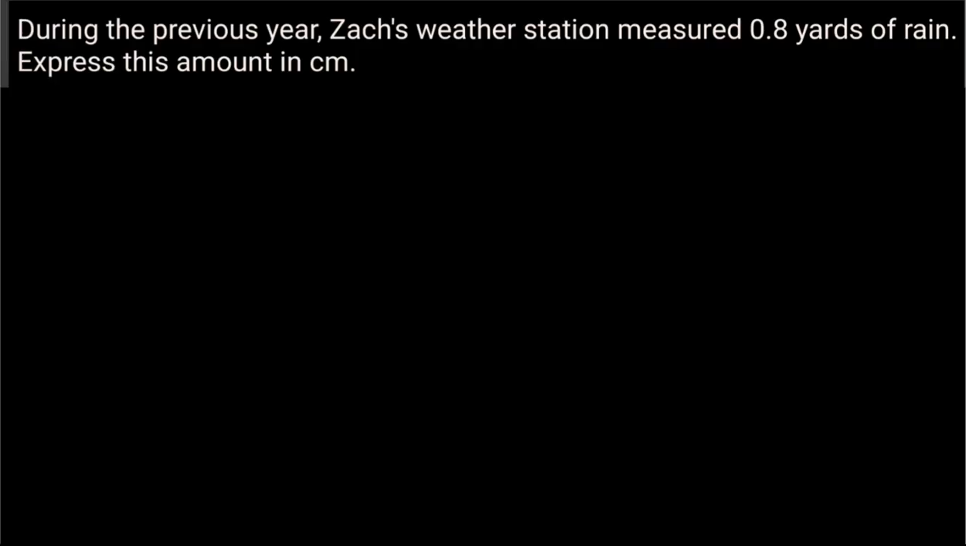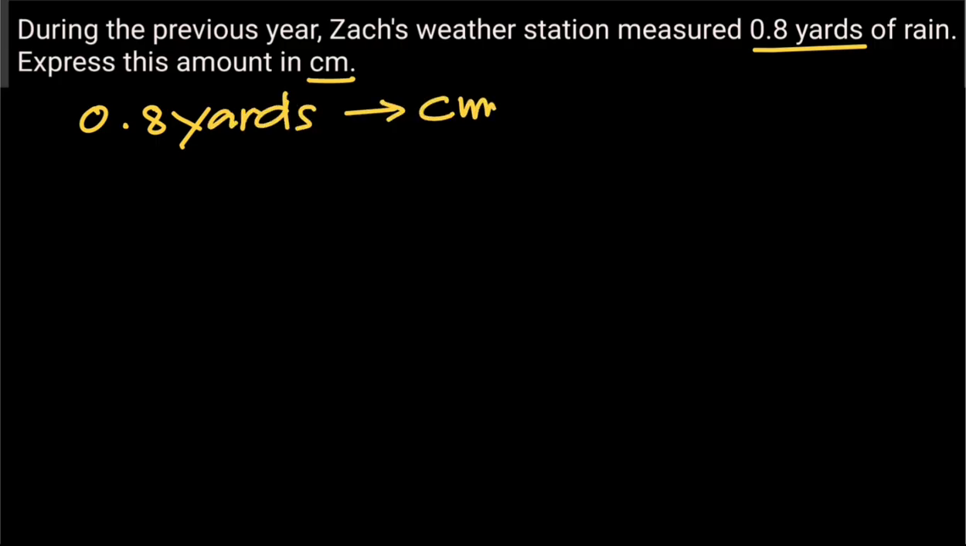During the previous year, Zach's weather station measured 0.8 yards of rain. Express this amount in centimeters. So we're given here 0.8 yards, and then we convert that to centimeters. So you need to familiarize yourself with the conversion factors. In this case, we need to take a look at some conversion factors between yards and centimeters.